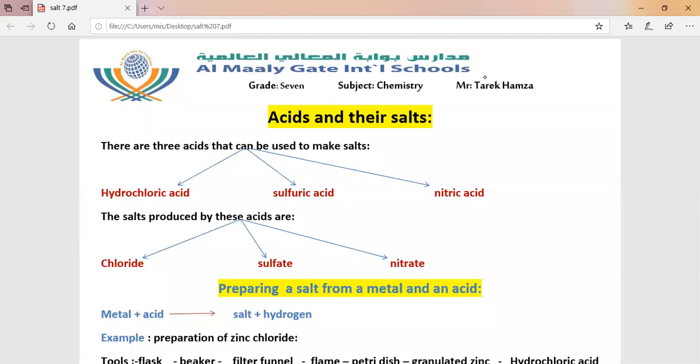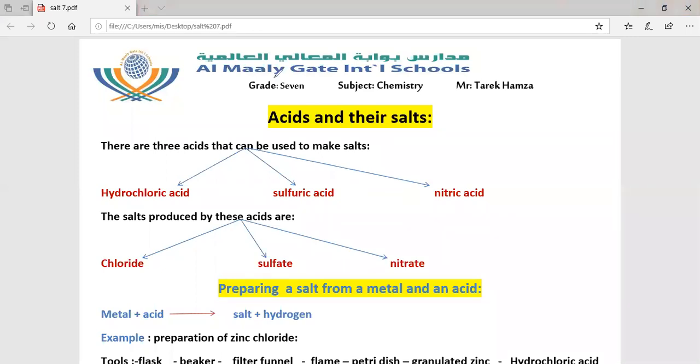The salts produced by these acids are named as follows: from hydrochloric acid, chloride; from sulfuric acid, sulfate; from nitric acid, nitrate. Again, the three acids most used to make salt are hydrochloric acid, sulfuric acid, and nitric acid. Okay?